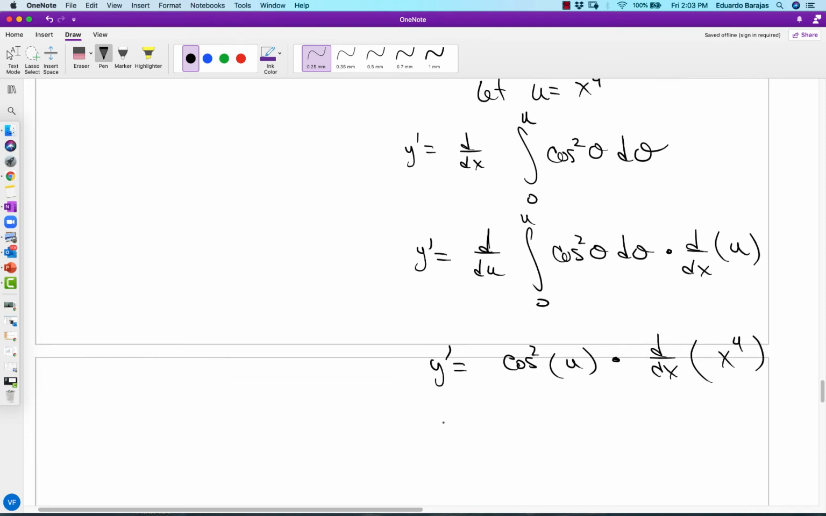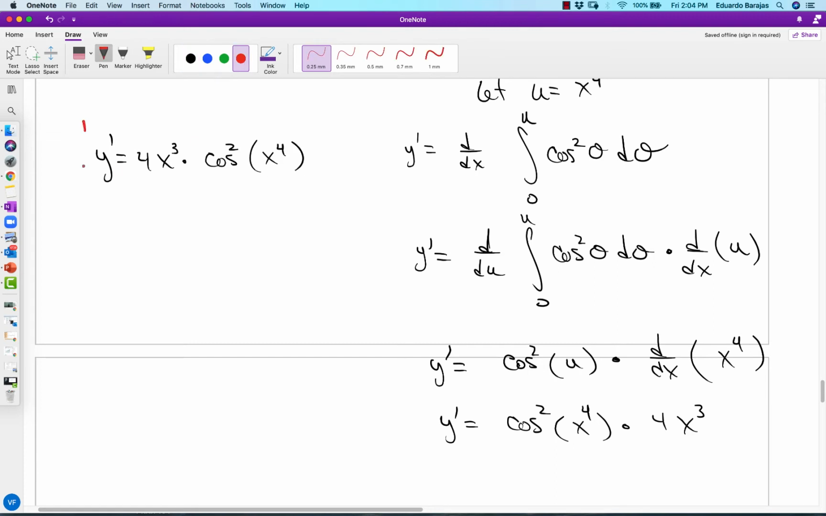And so my final answer is going to be that y prime equals cosine squared u, where the u was x to the power of 4, times the derivative of x to the power of 4, which is 4x to the power of 3. So let's just write it over here. y prime is equal to, and I'll put the 4x to the third power out in front, times cosine squared x to the power of 4.